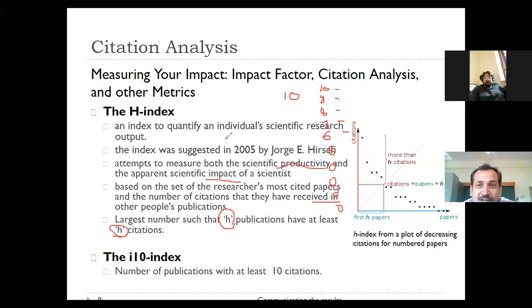Suppose some other author also has 10 research papers, but for example, he has citations like this: 7, 3, 3, 2, 2, 1, and 1. Now, how many research papers have citations? 1, 2, 3, 4, 5, 6, 7, 8, 9, 10. Now, all 10 research papers are cited. But if you see, some research papers are cited very little, so their impact is less. Some are cited very highly, they have high impact.